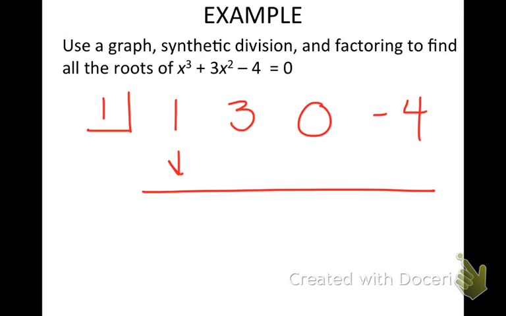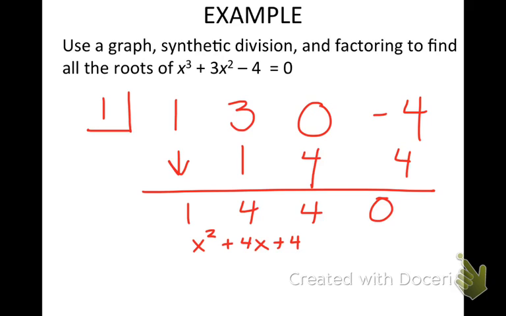Bring down your 1. 1 times 1 is 1. 3 plus 1 is 4. 4 times 1 is 4. 0 plus 4 is 4. 1 times 4 is 4. Remainder is 0. So now I have x squared plus 4x plus 4 is equal to 0. Factor that. X plus 2. Oh, I keep forgetting to put the negatives. 2 and 2? Yep. X plus 2.